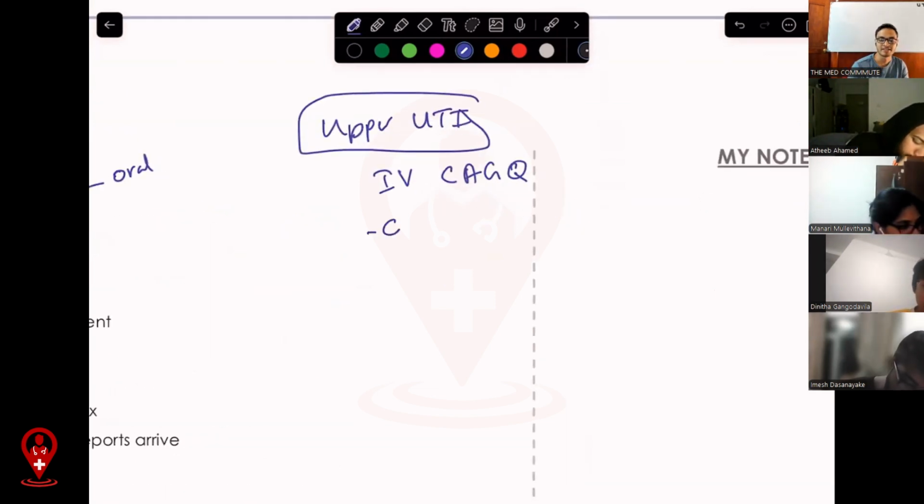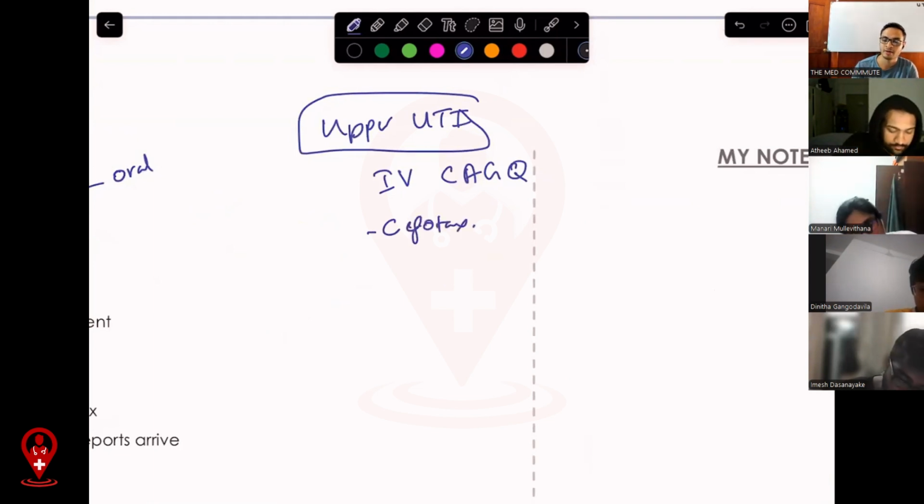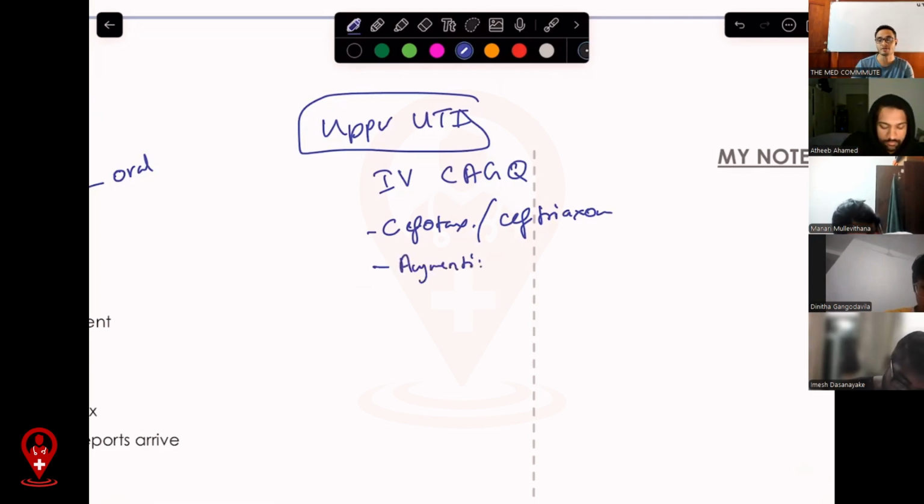The C, what is this? Cephalosporins, so cefotaxime, ceftriaxone. These can be used, third generation cephalosporins basically. Then A is what? Augmentin, our co-amoxicillin. I don't want you all to know the doses here, guys, for the MBBS level. There are some conditions where we need doses, but for UTIs, no need for doses.